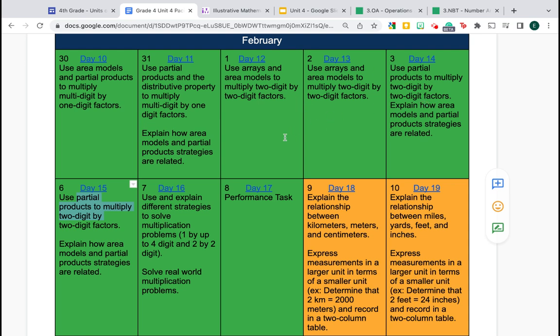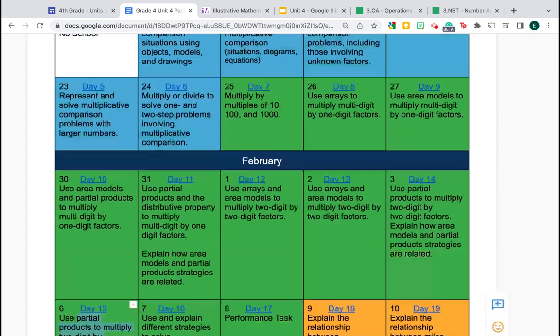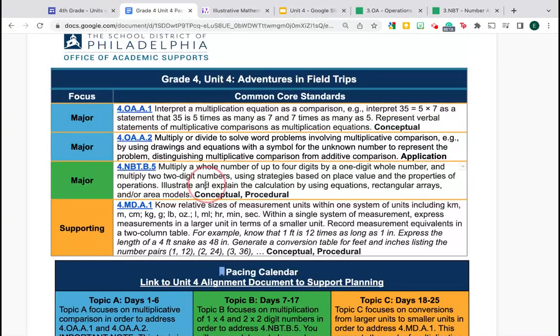And you'll notice that we don't do the standard algorithm because if we go back to our standard in 4th grade, we are using place value strategies and properties of operations. The standard algorithm doesn't come until 5th grade. If you want to teach it, that's fine, but you don't have a lot of time. So before you teach it, make sure students have this understanding of area models, partial products. If they truly understand and can do those strategies fluently, then you can move to the standard algorithm.